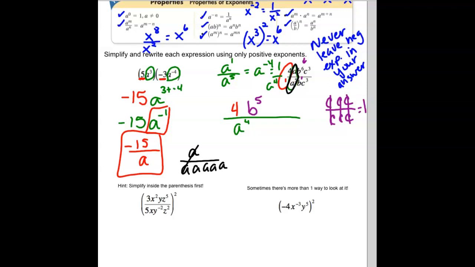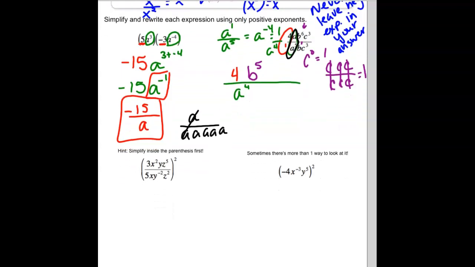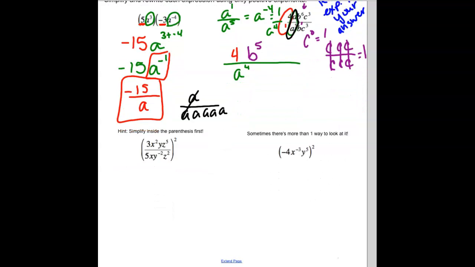If you follow the rule of saying just subtract them, 3 minus 3 is 0, but remember anything to the 0 power is 1. So regardless of how you're looking at it, you still would have no c's as a piece in your answer. All right, our next question.